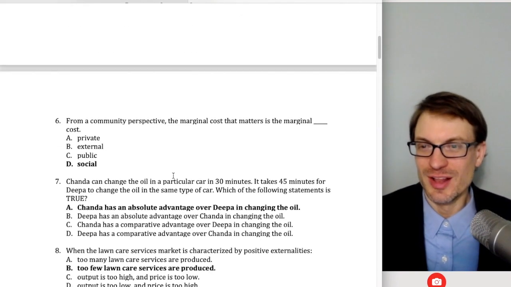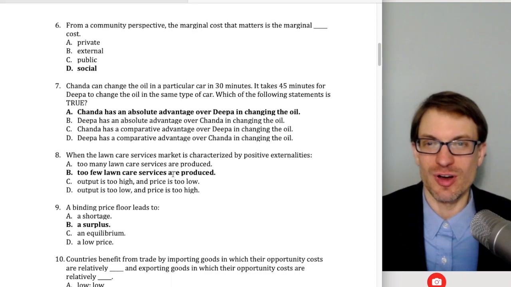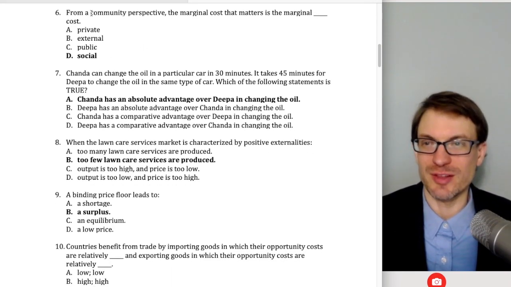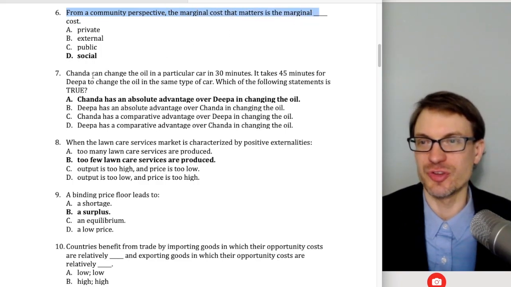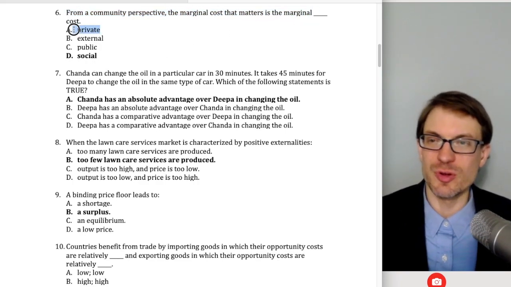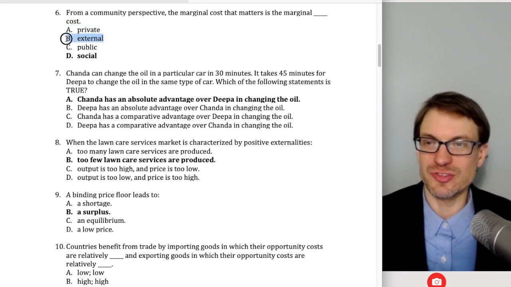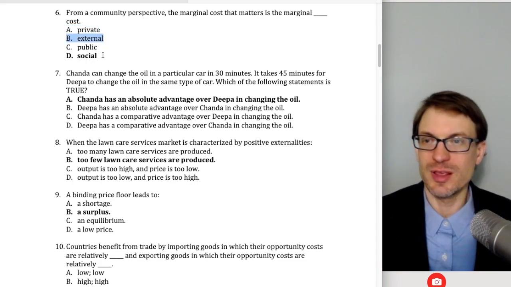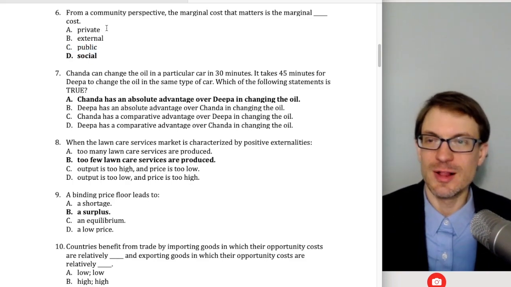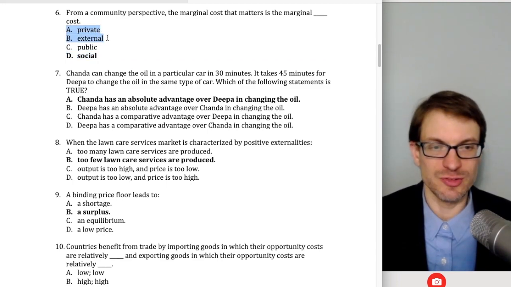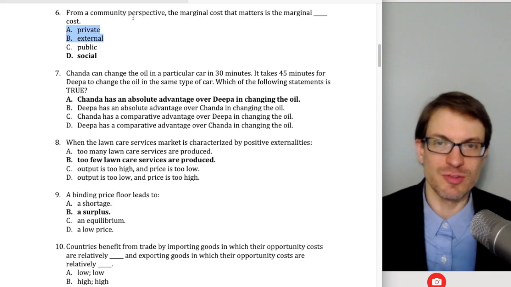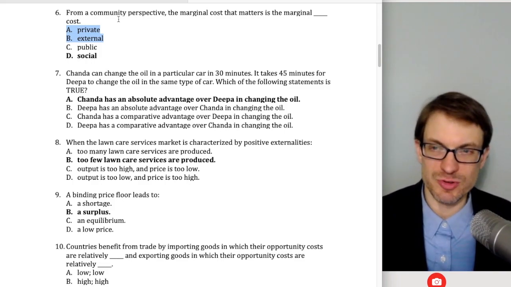Okay, so from a community perspective, thinking of society as a whole, the marginal cost that matters is the marginal social cost. It's not the marginal private cost. It's not the marginal external cost. I mean, that's part of it, but we really care about the marginal social cost. We don't have a marginal public cost. Marginal social cost is going to be the private cost plus the external cost. But from the community perspective, this is like an externalities question. From the community perspective, you're not ignoring the individual.